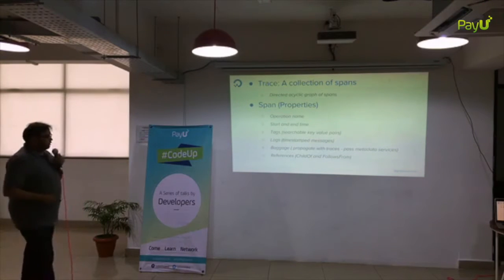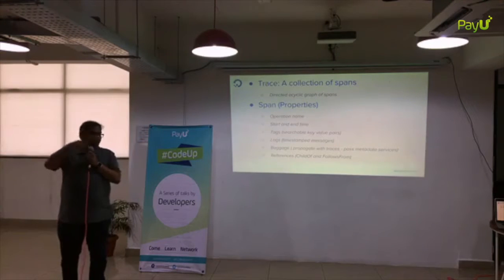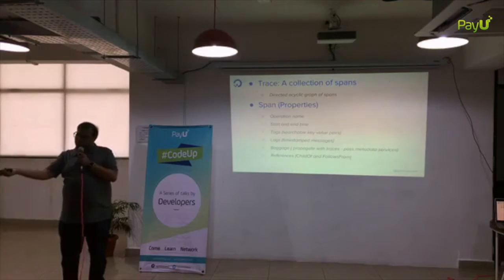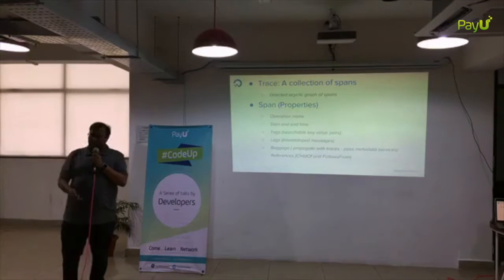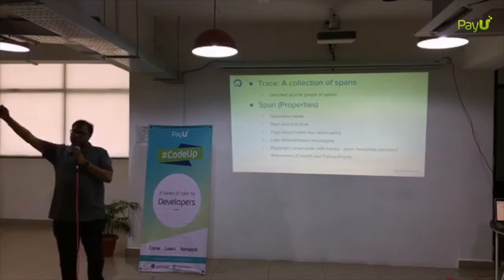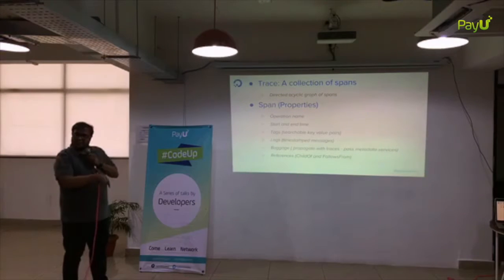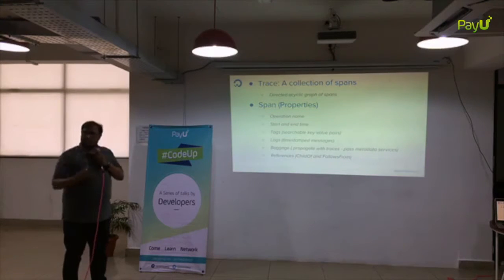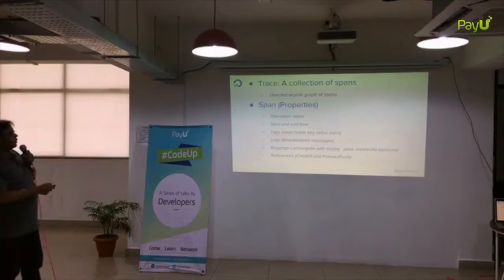And of course, references. The relationship between services can be child of, or it can be follows from. So it can be a child of a particular service, or it can be a following service, like how I showed you the following service in the previous slide. This can wait for this to complete. So there are mix and matches. You can go back and read about it.